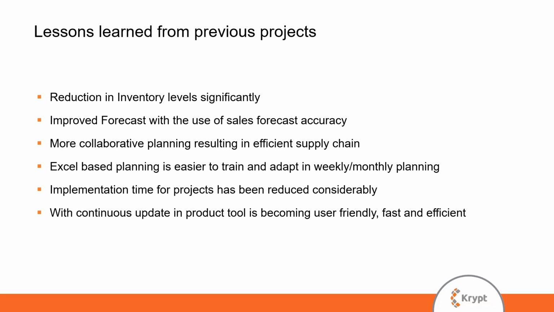Excel-based planning is easier to train and adapt. This was one of the biggest challenges, the organization change management. With Excel-based planning, it becomes much easier to train and adapt in weekly and monthly planning. Implementation time for the project has been reduced considerably. It takes 6 to 8 months to implement a greenfield implementation of IBP and integrate it with an APO, SAP ECC, S/4 or any third-party system. And with the continuous updates SAP has been providing, the tool becomes more user-friendly, faster and more efficient.